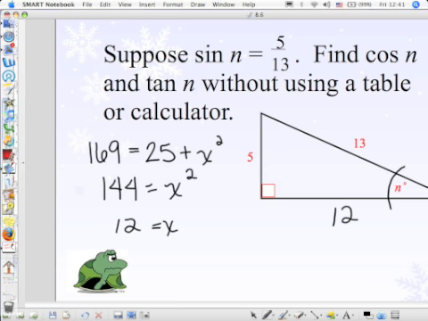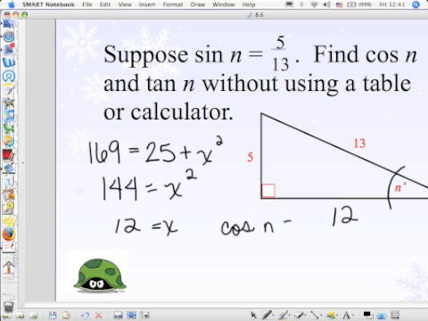So what is the cosine of n, as a fraction? 12 over 13. Adjacent over hypotenuse. Okay. What is the tangent of n? 5 over 12. Opposite over adjacent. Right?